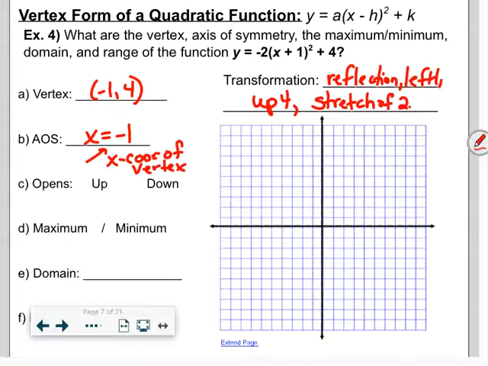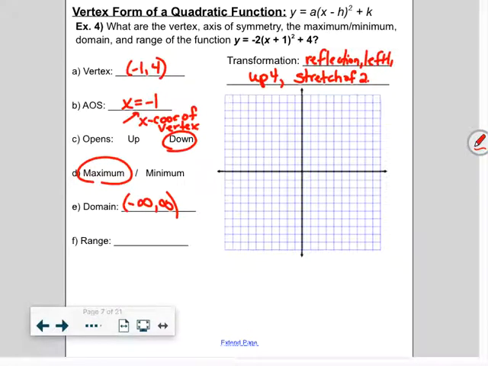So, Brooke, does this one open up or down? Down. It opens down. So if it opens down, Josh, would it have a maximum or a minimum? Maximum. Okay, the domain is always -infinity to infinity. Now here's the hard part, is getting your table.